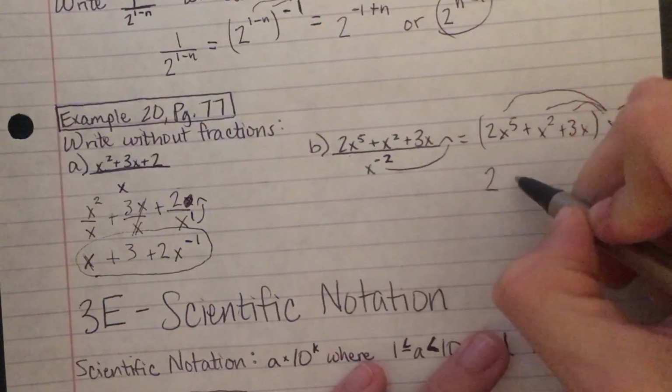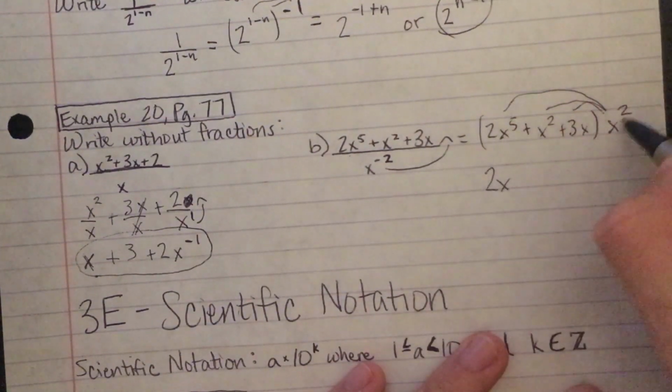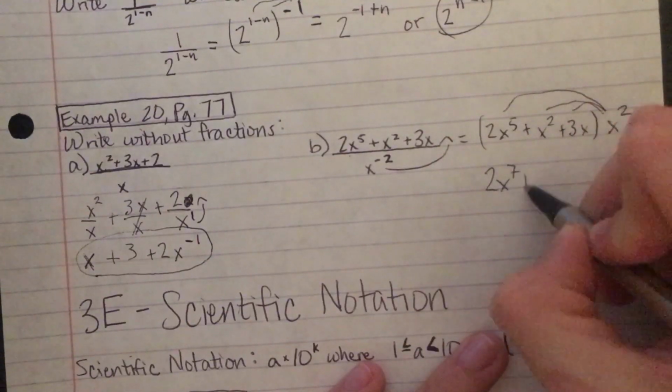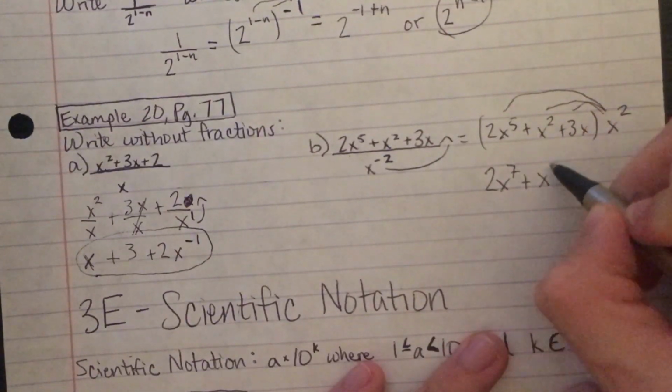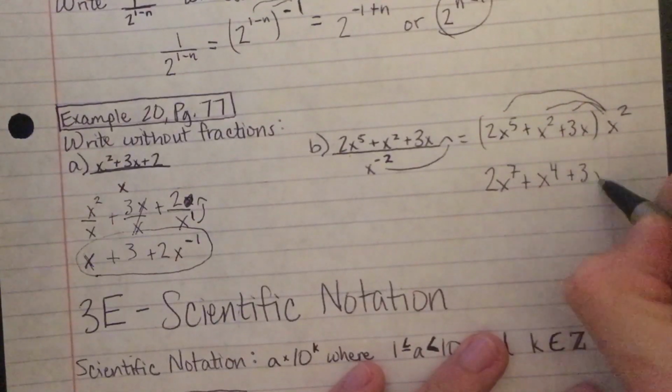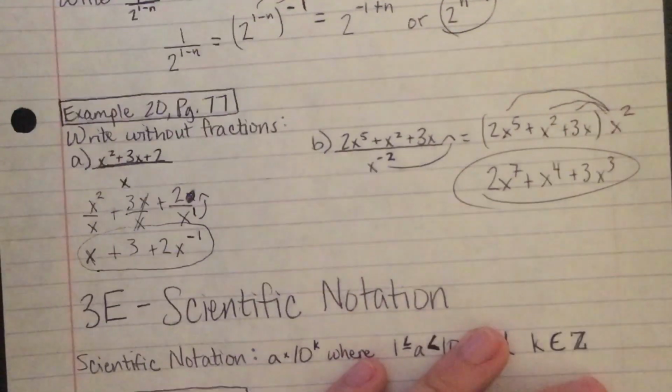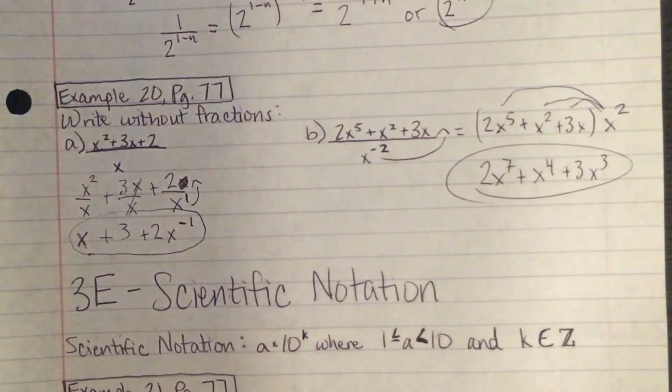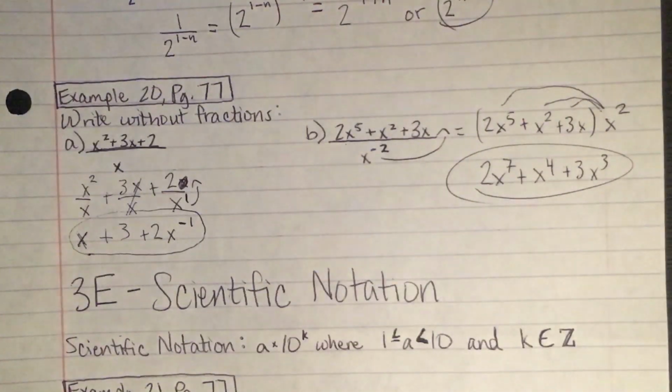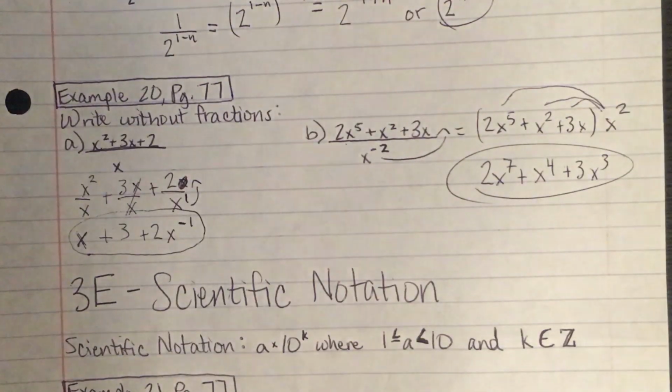So what that's going to give us, 2x squared times x, that'll give me 7x as we're multiplying. X squared times x squared will give me x to the fourth. And then plus 3x cubed. And that is the last thing for simplifying exponents.